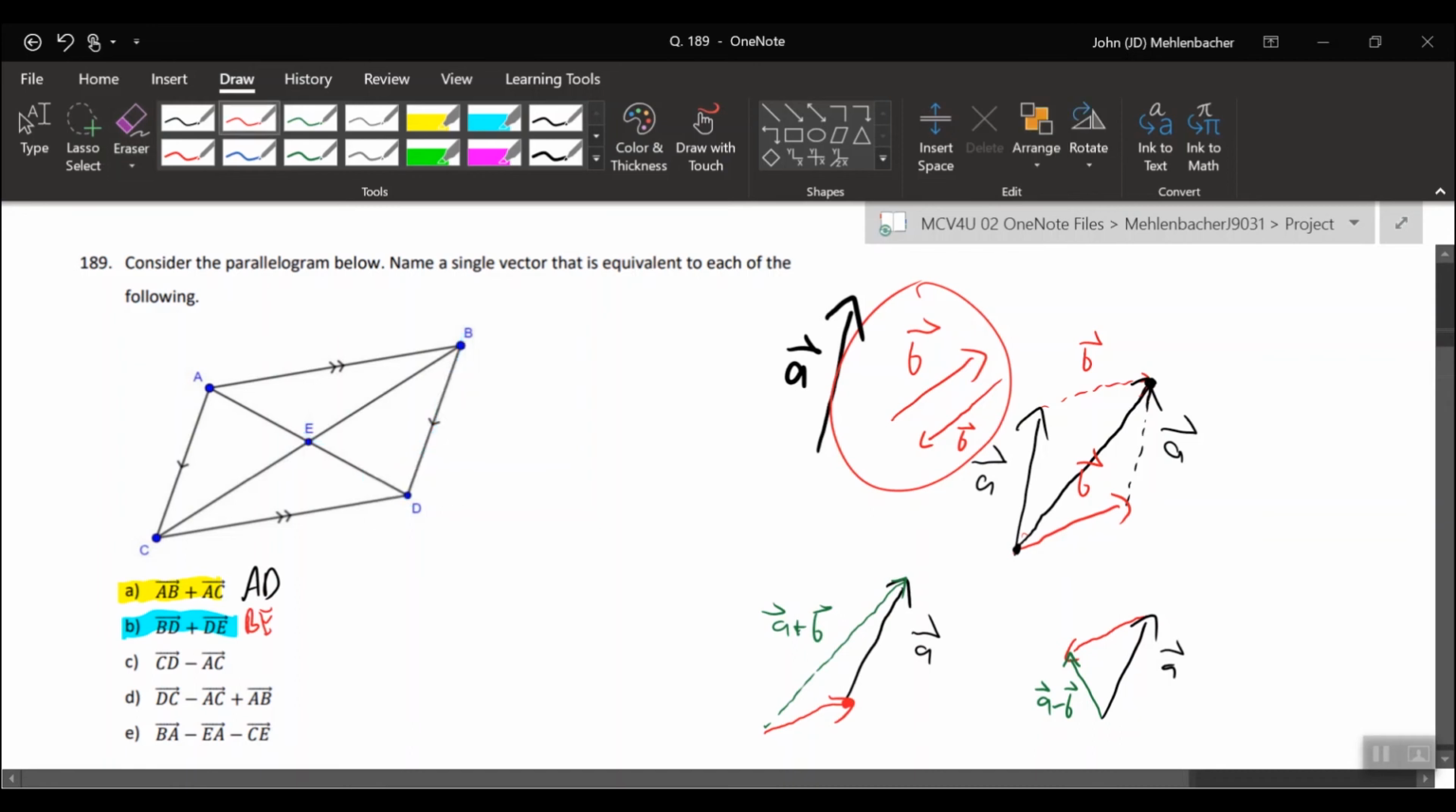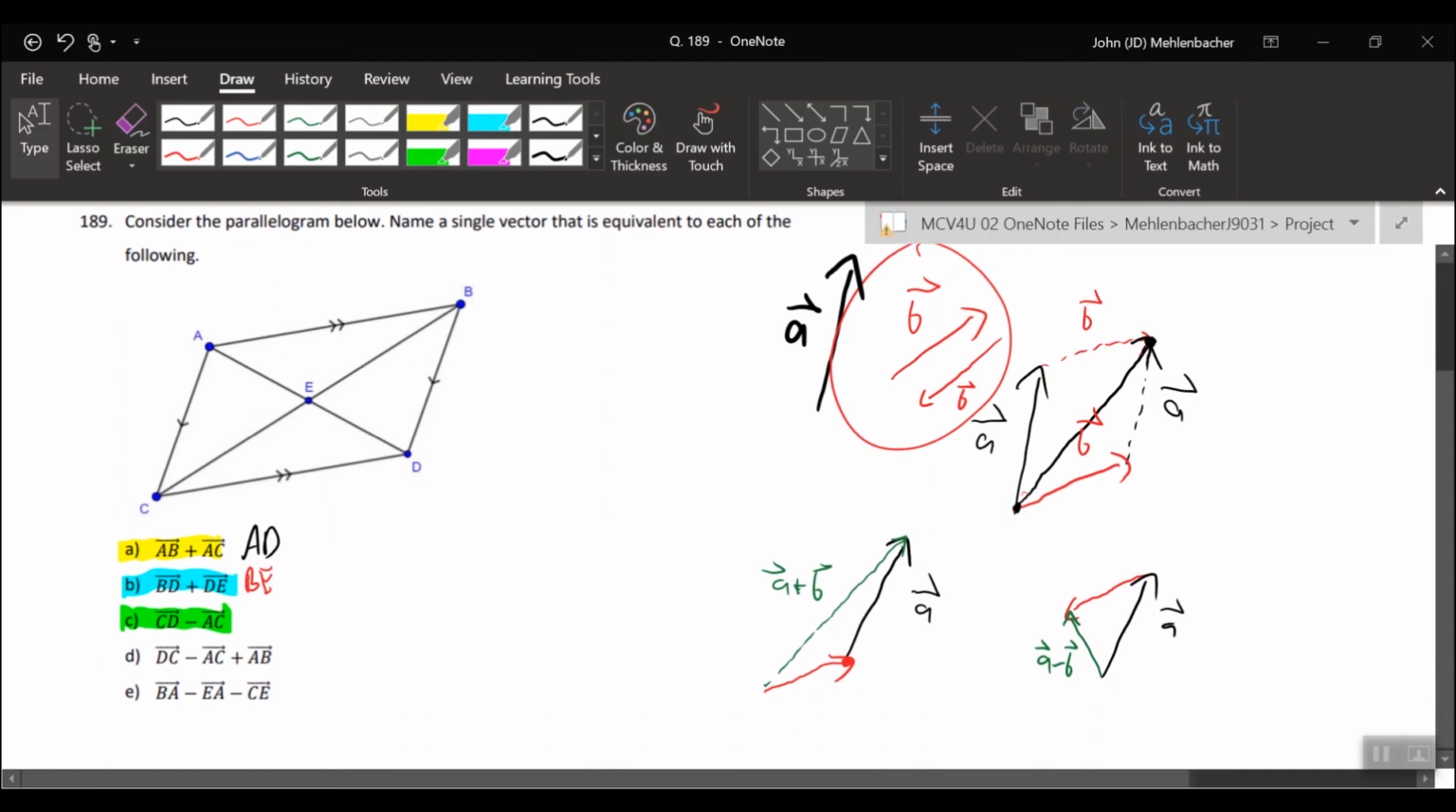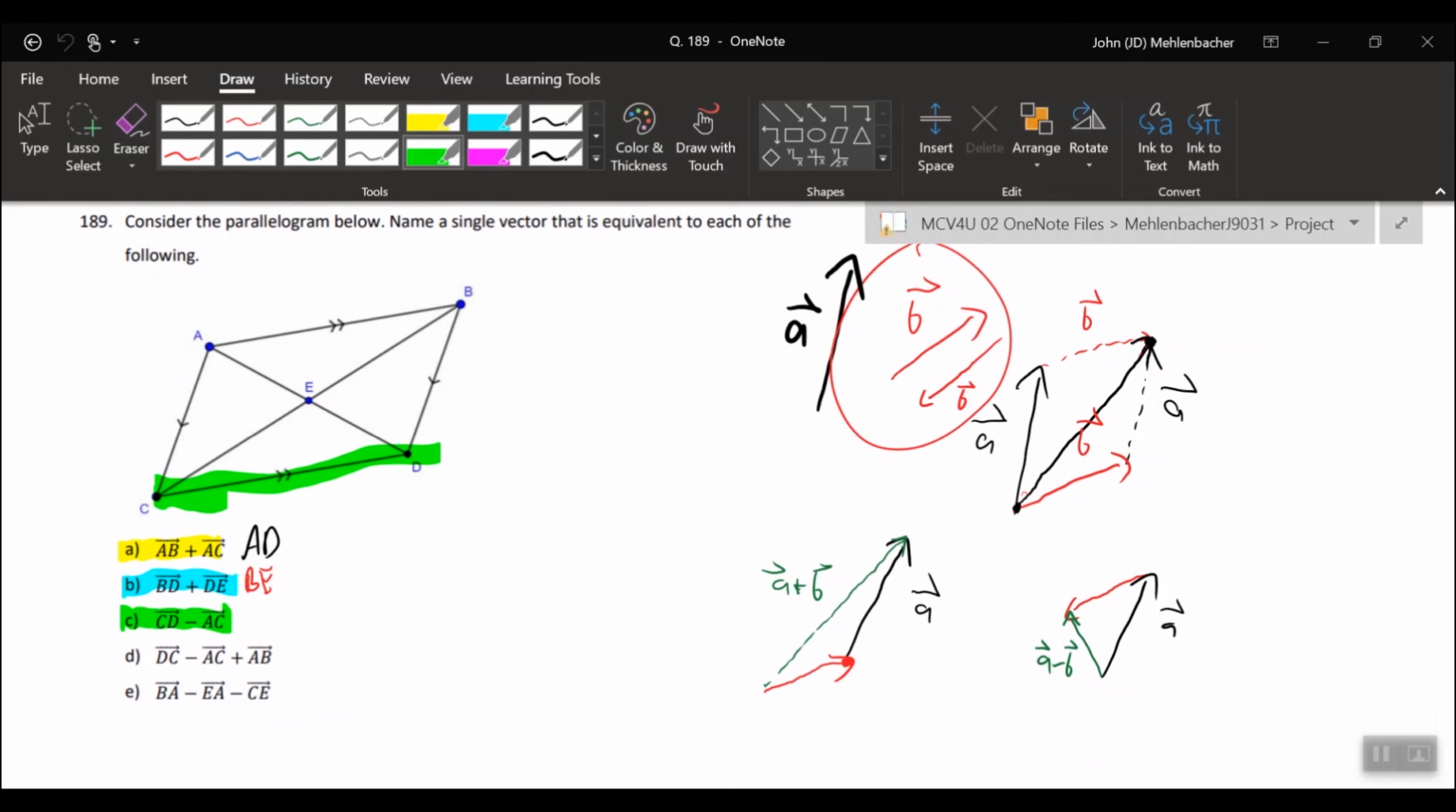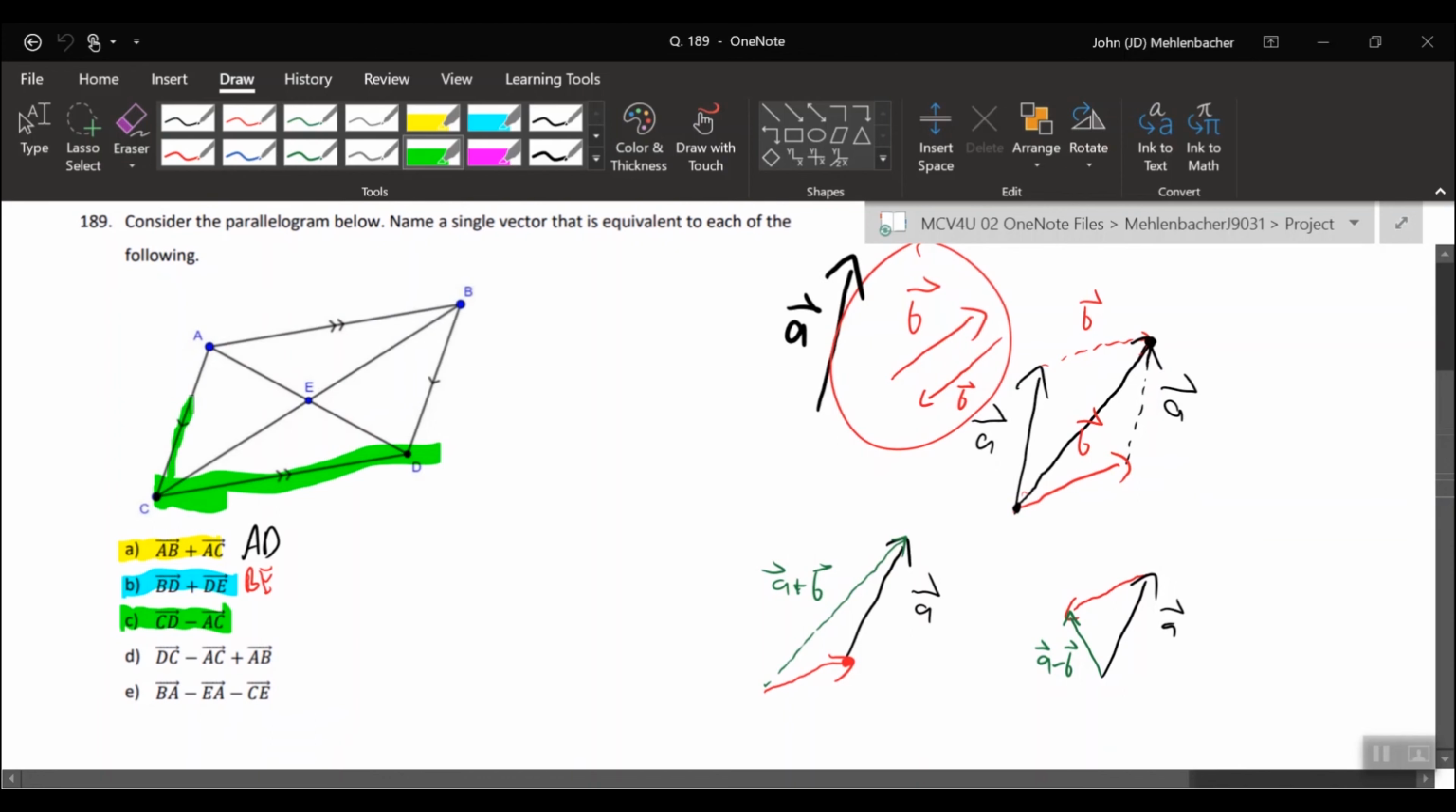Okay, now CD minus AC. Let's start with CD because that is positive and that's easy. CD goes like that. Now when we minus AC, since we know that the negative version is just flipping it, we can add CA. CA is from C all the way up to A. And now that we know that this is tail to tail, we just go from one to the very opposite corner. So we know the resultant would be CB.